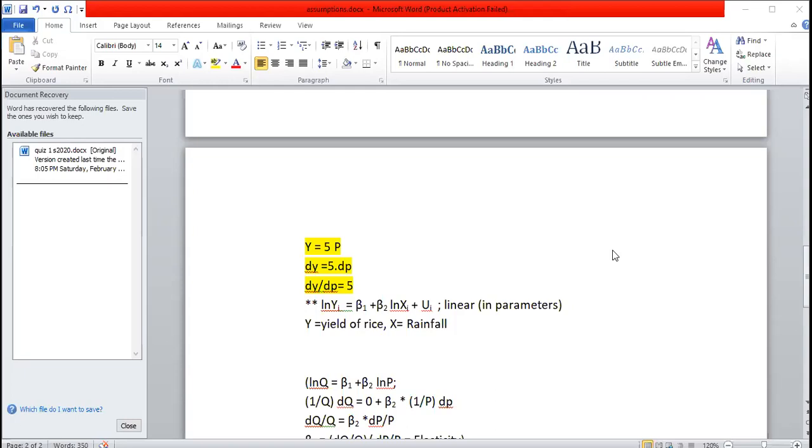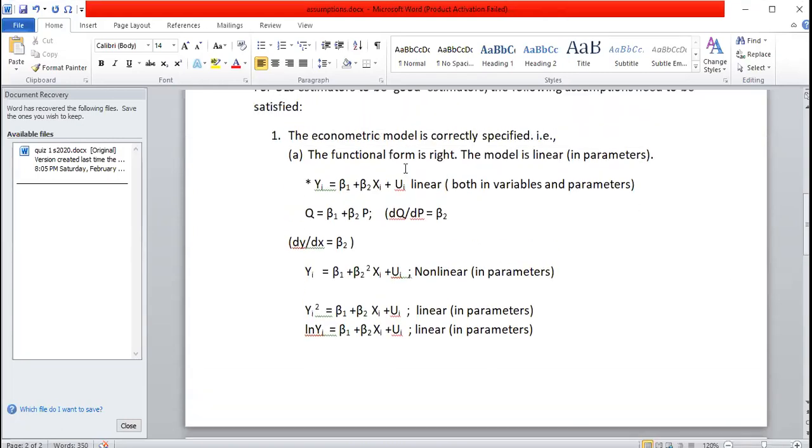There will be many kinds of elasticities. Don't think price elasticity of demand is the only elasticity on earth. There are many elasticities, and if you want to estimate elasticity directly, you use this kind of model, a log model. So the interpretation is very different from a linear model like this.